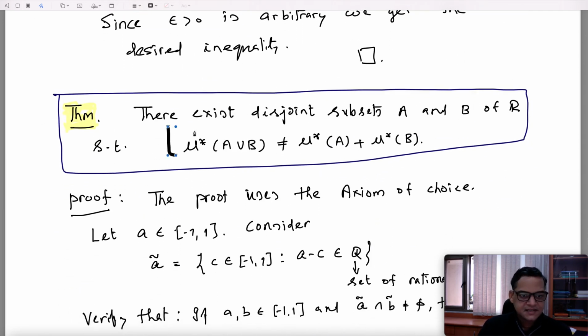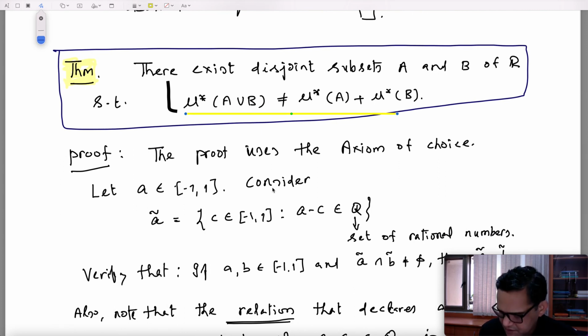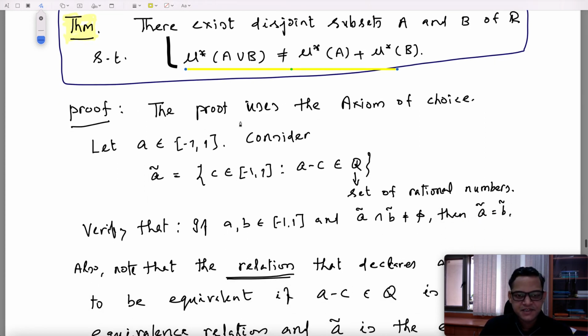Okay, so now we move on and prove a general result, that this additivity property does not hold in general. Here this proof is more of a theoretical type. We will show that there exist two sets rather than giving concrete examples, because that's not really possible here. So this proof, one has to go through a couple of times. This uses the concept of the axiom of choice.